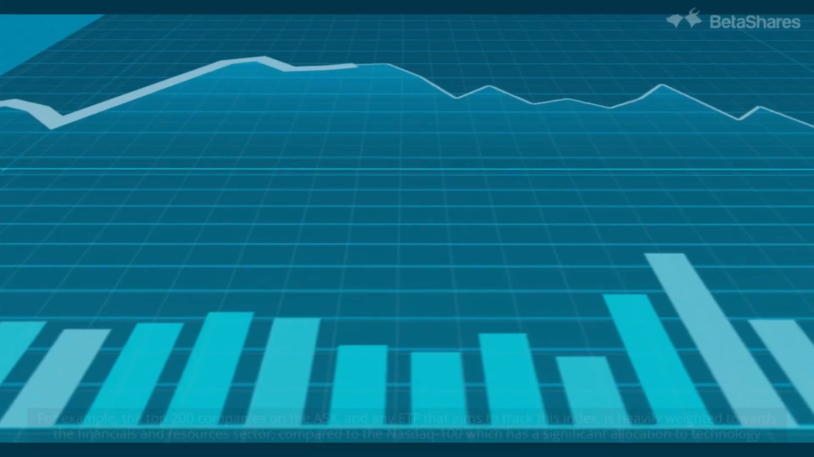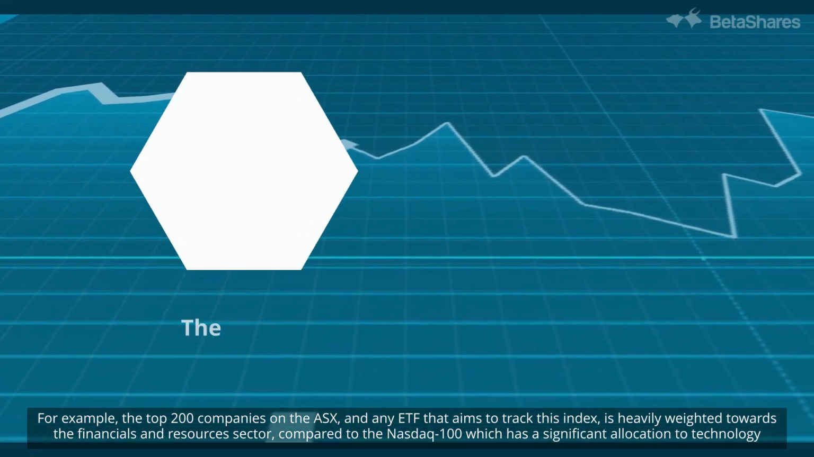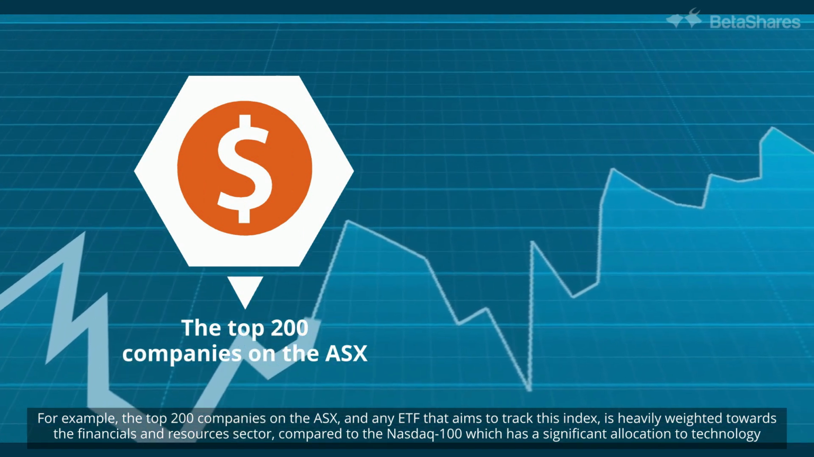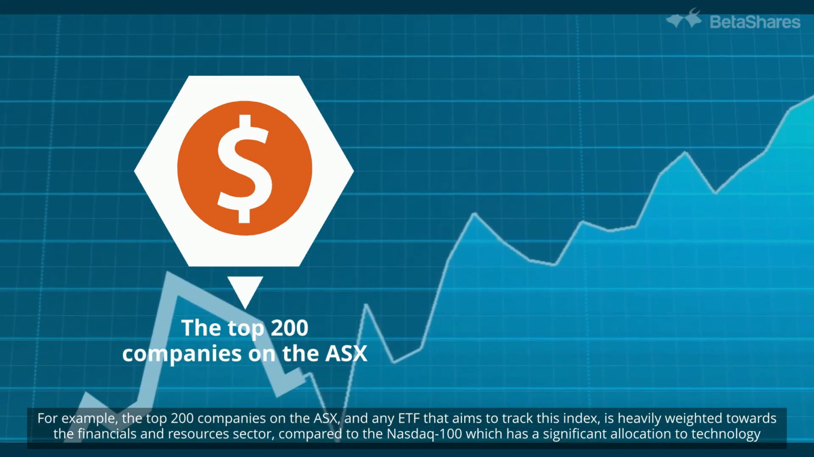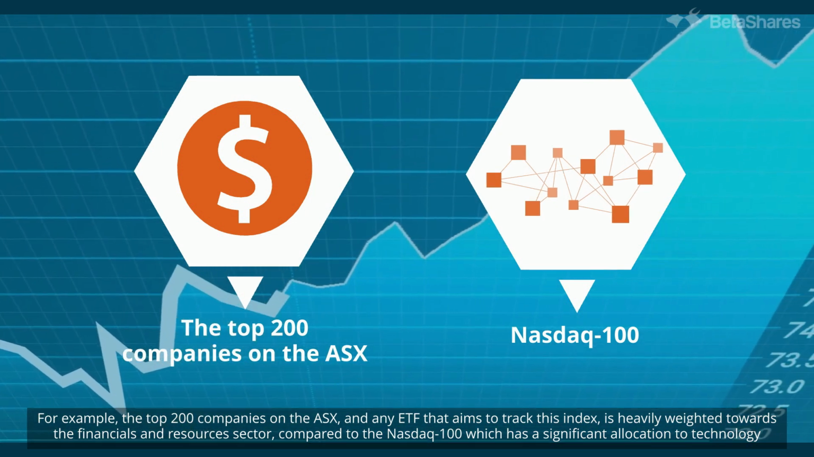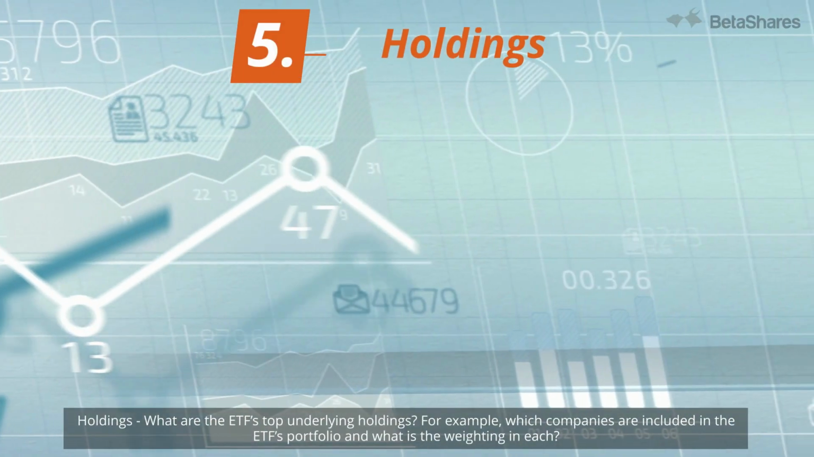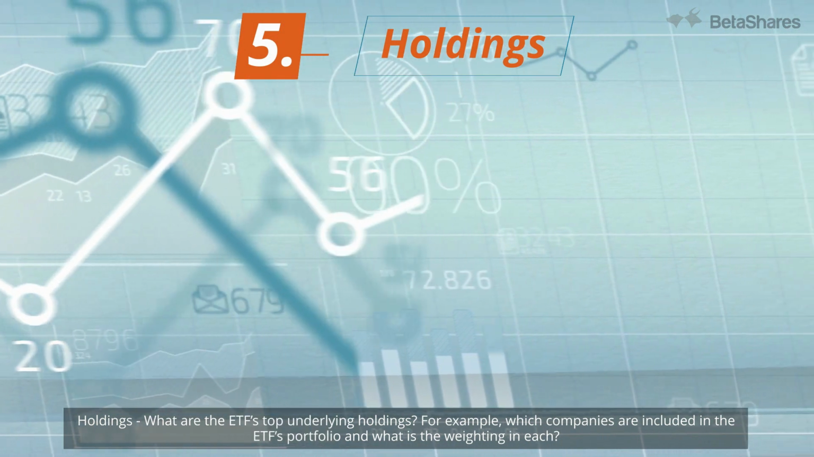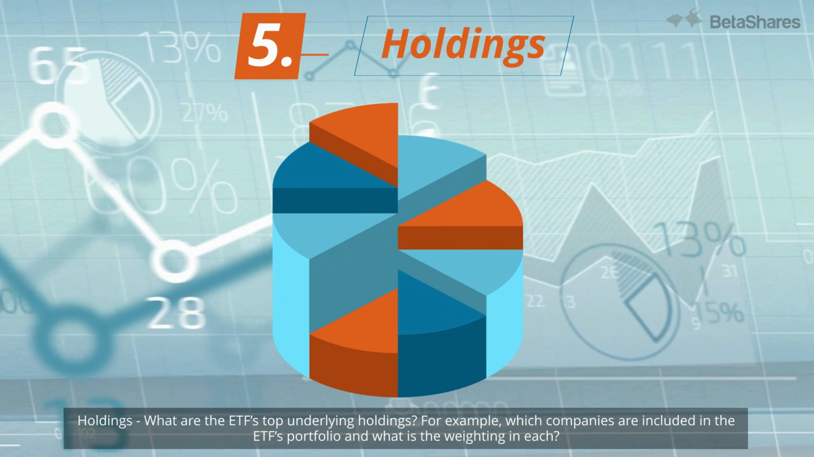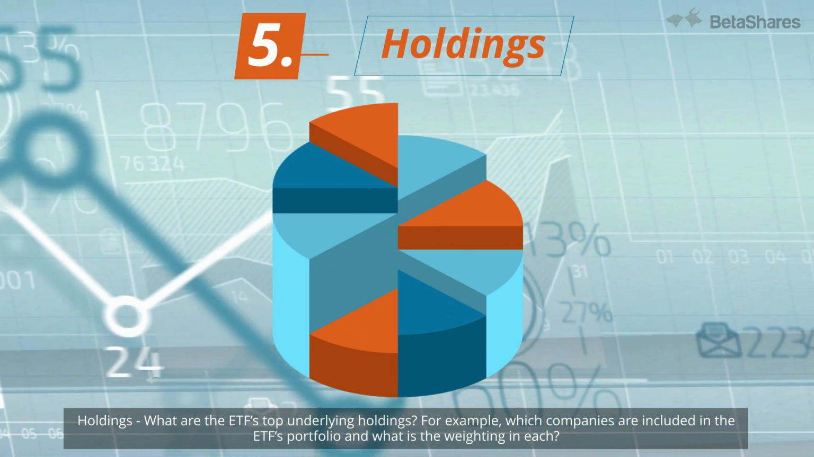For example, the top 200 companies on the ASX, and any ETF that aims to track this index, is heavily weighted towards the financials and resources sector, compared to the NASDAQ 100, which has a significant allocation to technology. Holdings. What are the ETF's top underlying holdings? For example, which companies are included in the ETF's portfolio and what is the weighting in each?